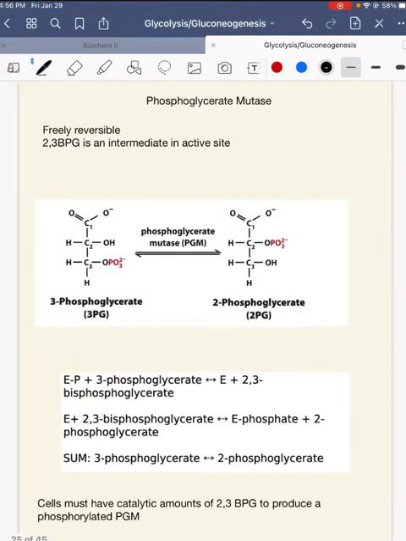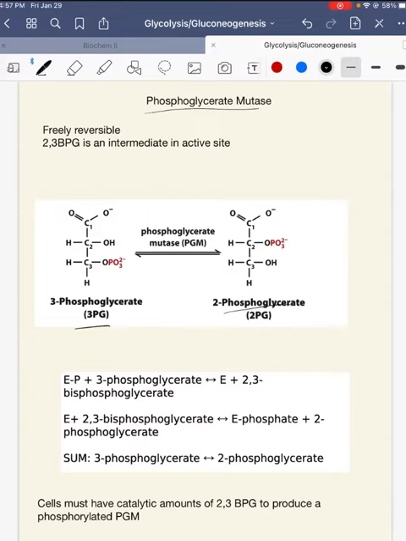Okay. So next we have the mutase enzyme. It's phosphoglycerate mutase. We take 3-PG, 3-phosphoglycerate, and we convert it into 2-PG. This enzyme is freely reversible.